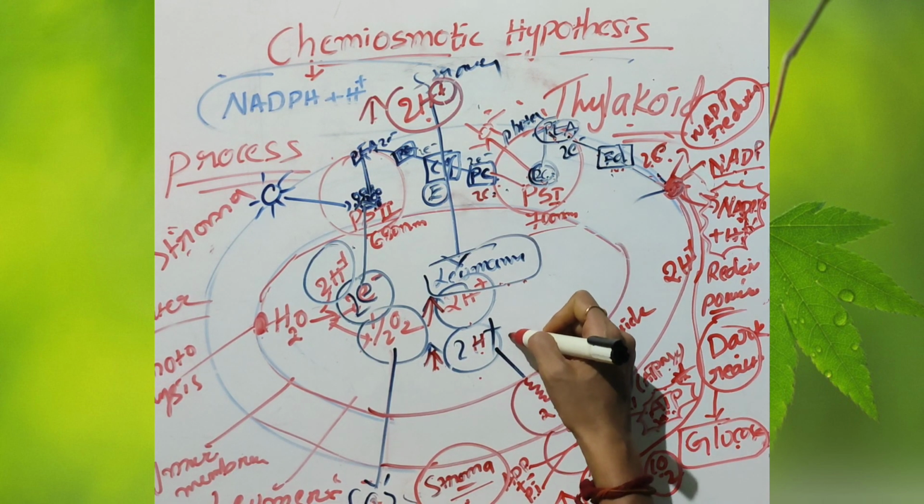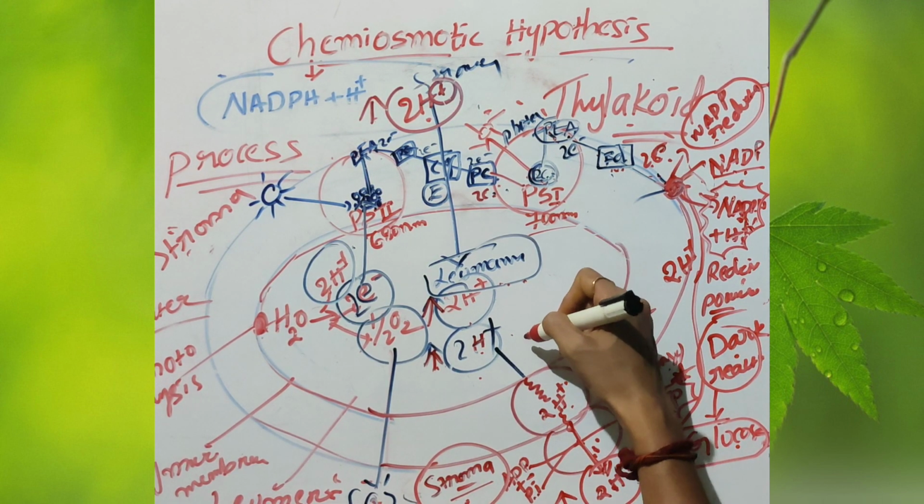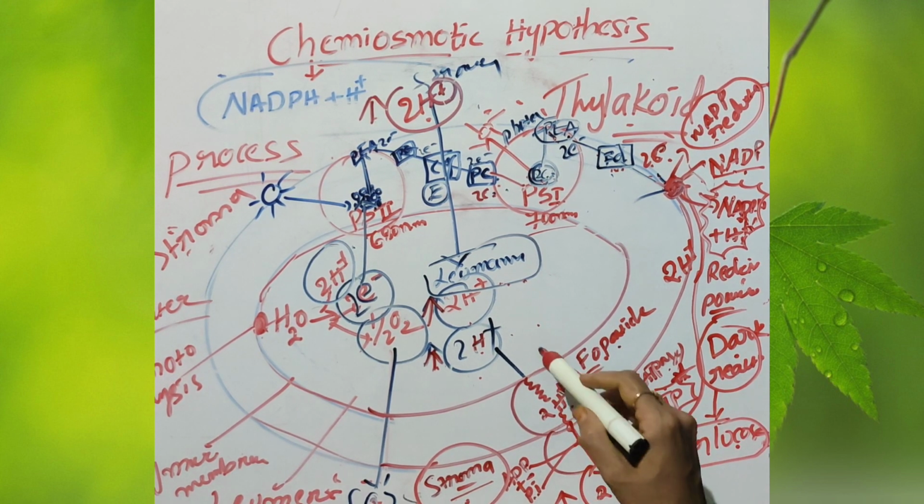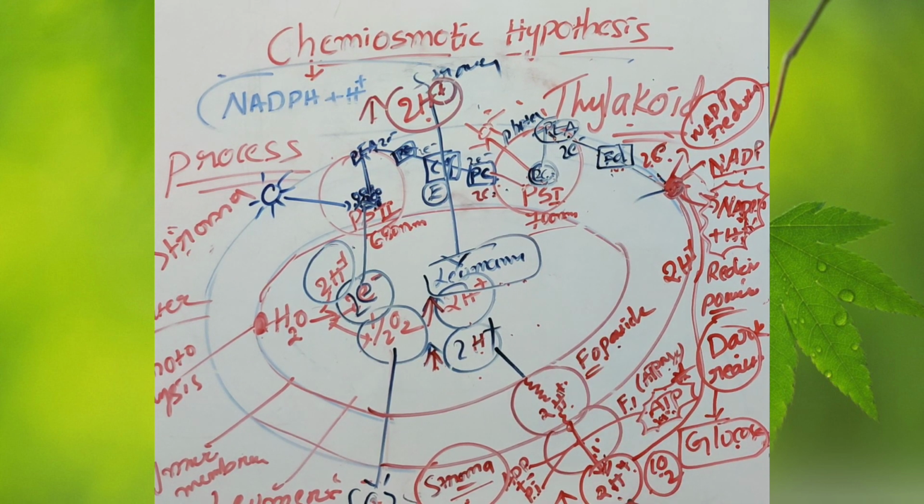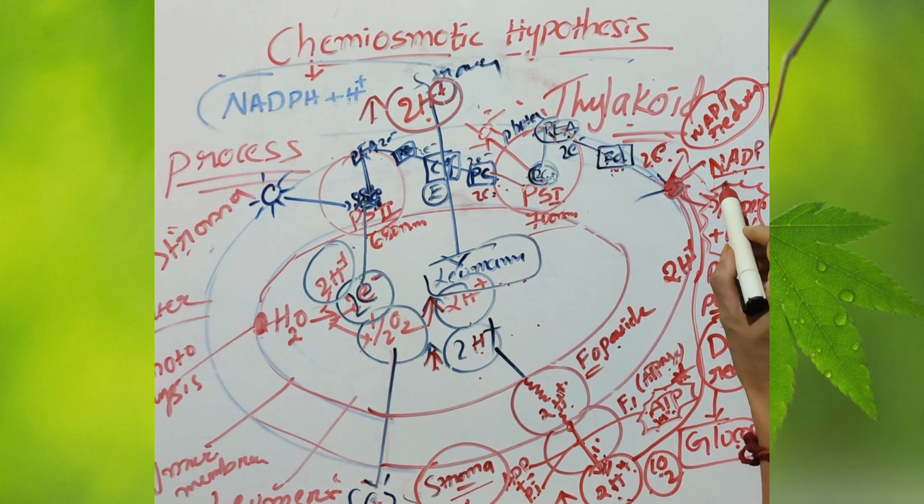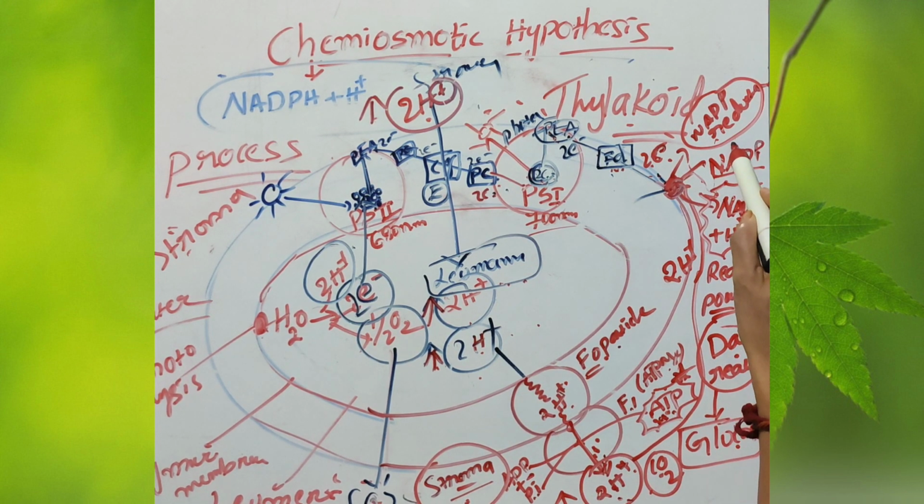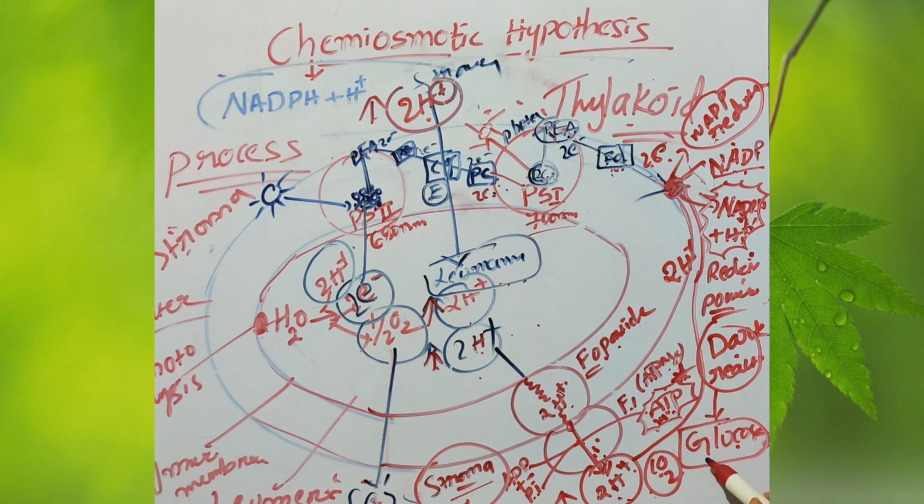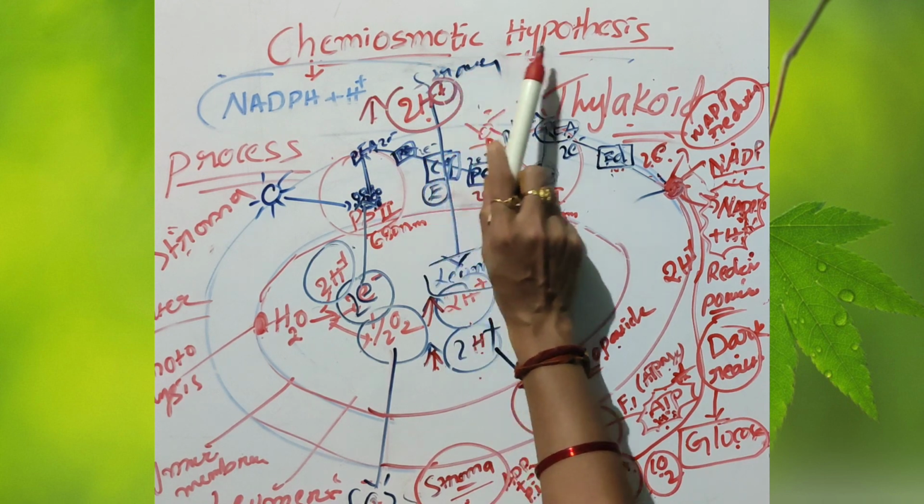This high concentration facilitates the transportation of protons back into the stroma with the help of 2 important carriers, F0 and F1 particles. So these protons are transported from the lumen to the stroma. The protons are again used for the synthesis of the reducing power with the help of the NADP reductase enzyme. So this chemical energy is synthesized by the chemiosmotic hypothesis process.